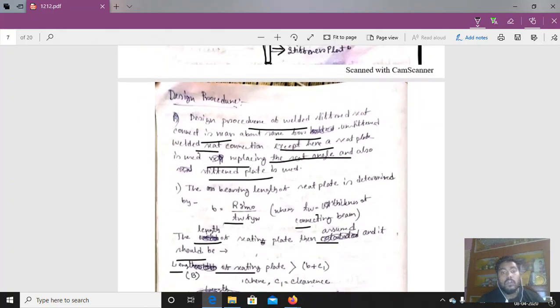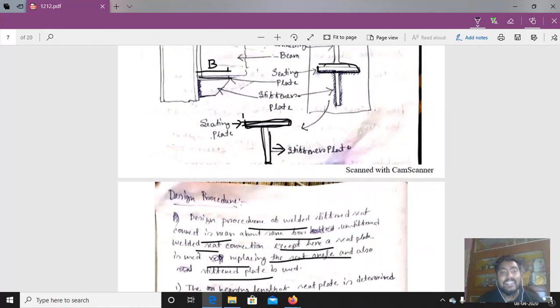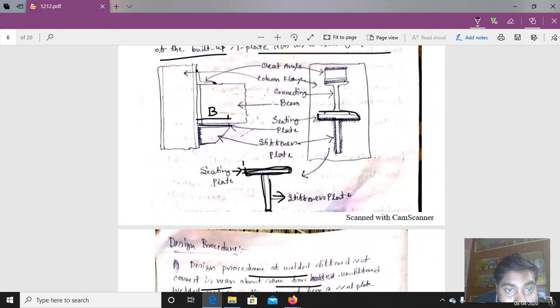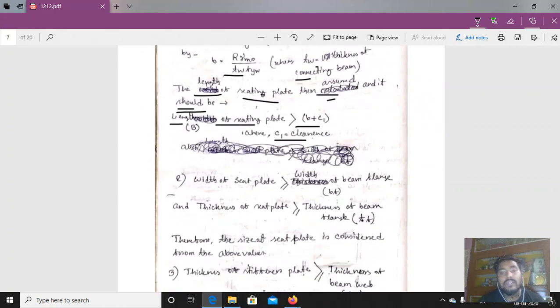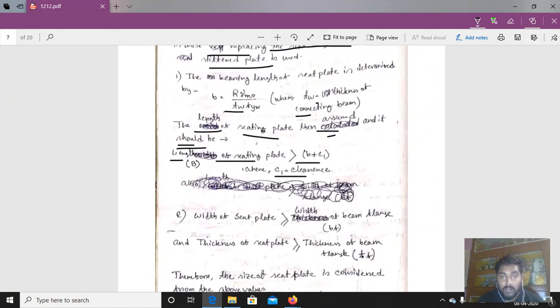Now, the length of the seating plate should be assumed, and it should be greater than B plus C1, where C1 is the extra clearance to be used. So this is the extra clearance to be used. So B is equal to B1 plus C, that is to be given here. Now C1 is the clearance.